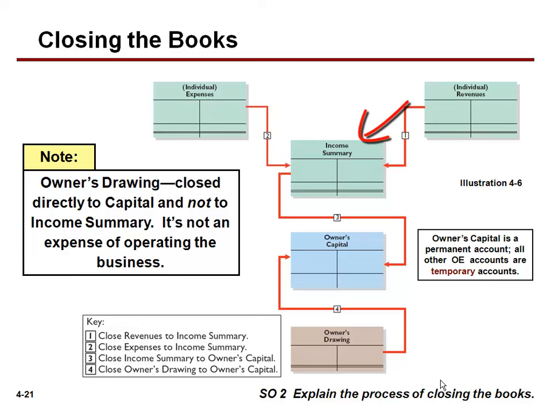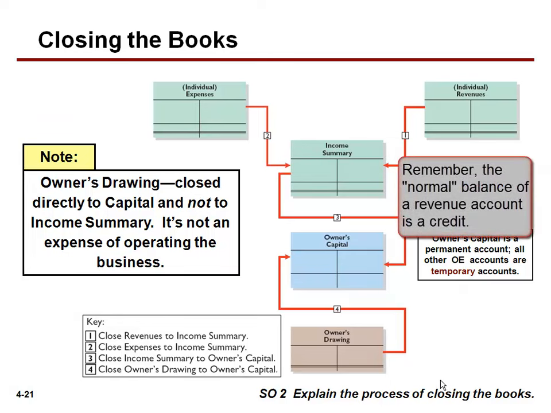We will simply look at the balance in an individual revenue account and make an opposite entry, debiting the revenue account and crediting the income summary.